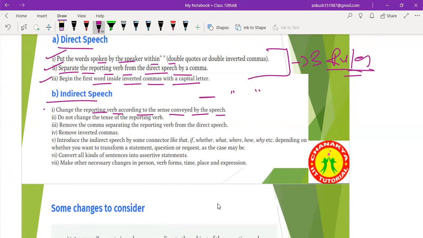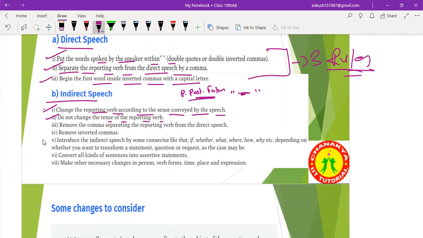Here it would be written outside the inverted commas. These are the words of the speaker as given there. But whatever the reporting verb is, it may be in present, in past, and even in future tense. Got it? So according to it, you have to use the verb here for the words in the inverted commas. Second, do not change the tense of the reporting verb.